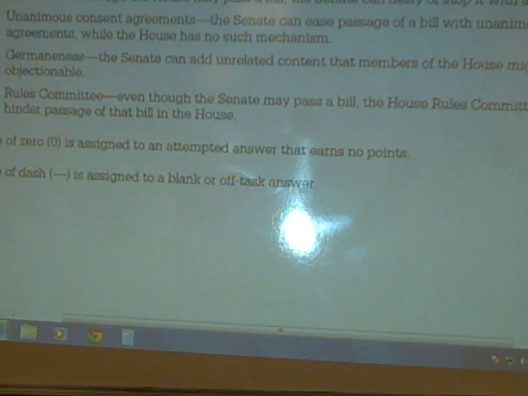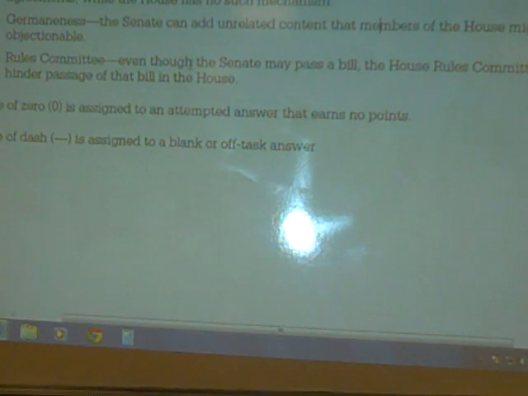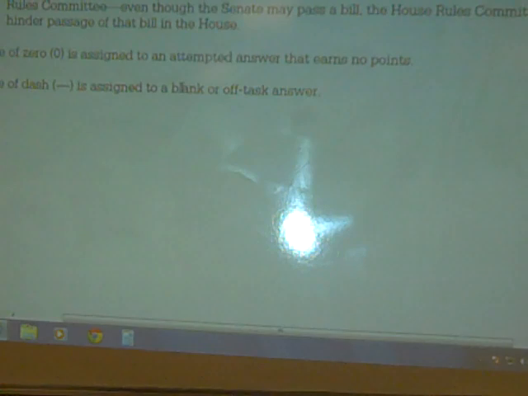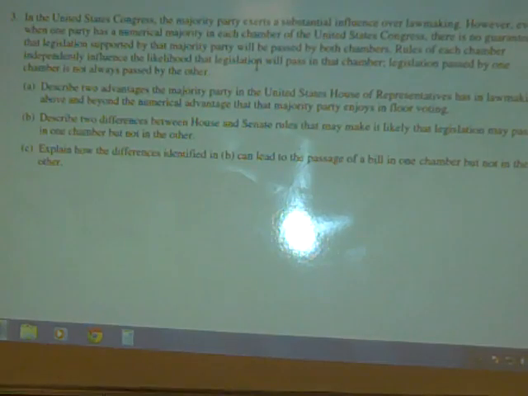Oh, here's the explanations. The filibuster says even though a House may pass a bill, the Senate can kill the bill in the filibuster. Here's some stuff about holds. Here's some stuff about unanimous consent agreements. All right. The Senate can act germaneness. The Senate can add unrelated content that members of the House might find objectionable and so decide not to pass the bill. The Rules Committee, even though the Senate may pass a bill, the House Rules Committee can hinder the passage of that bill in the House. They didn't even explain why. They just said it hurts. And that appeared to be a good enough answer.